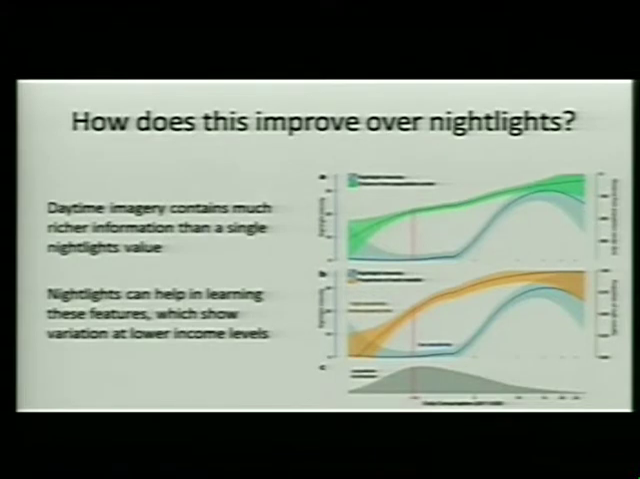So to go back to the nightlights, how is this better than just using nightlights directly? For one, it gets rid of the problem of no variation in the very poor parts of Africa, because there is variation in the daytime satellite images. The daytime satellite imagery contains much richer information than just one nightlight value. But the nightlights are useful to us because they help us learn these features.